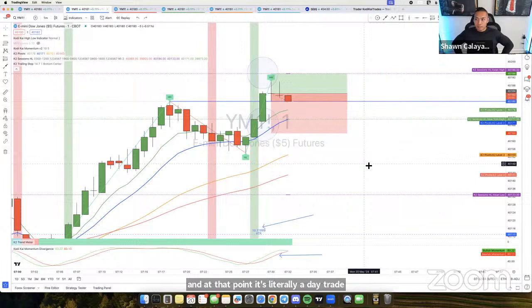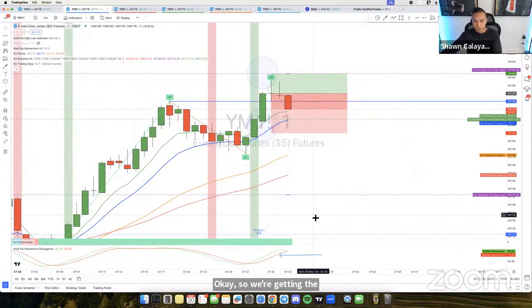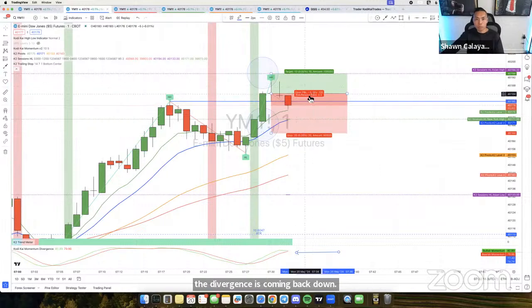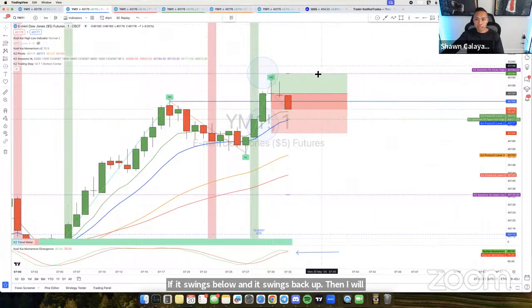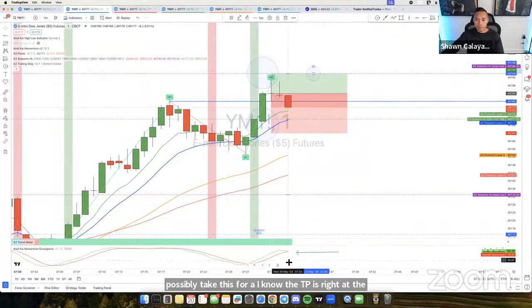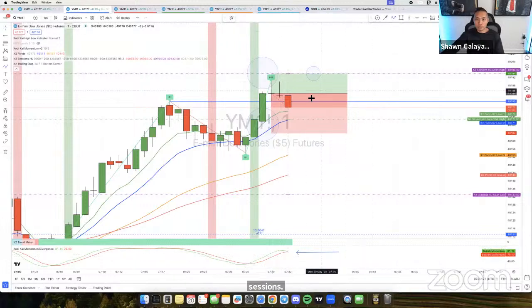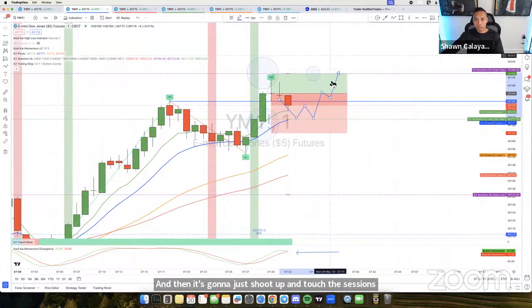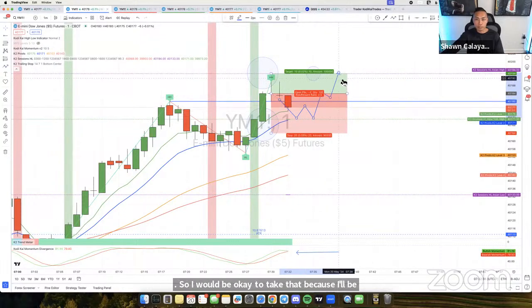Okay, so we're getting the thing that I was just talking about right here, guys. Look. You guys can see over here the divergence is coming back down. If it swings below and it swings back up, then I will possibly take this for a late entry. I know the TP is right at the sessions, but if I get that pattern that I'm looking for right here, what I'm expecting is price to maybe consolidate here for a little bit, and then it's going to just shoot up and touch the sessions. So I would be okay to take that because I'll be watching it. As soon as it touches it, I'll just exit manually if I have to.